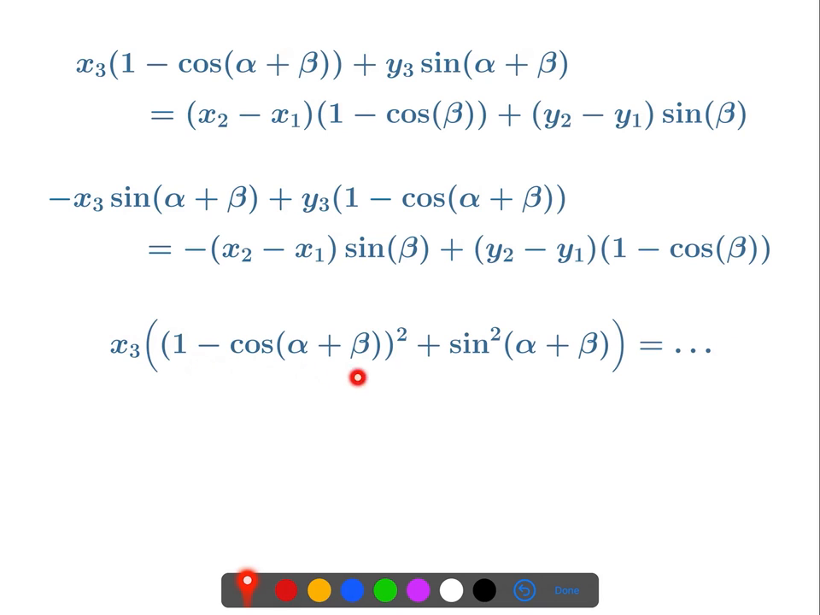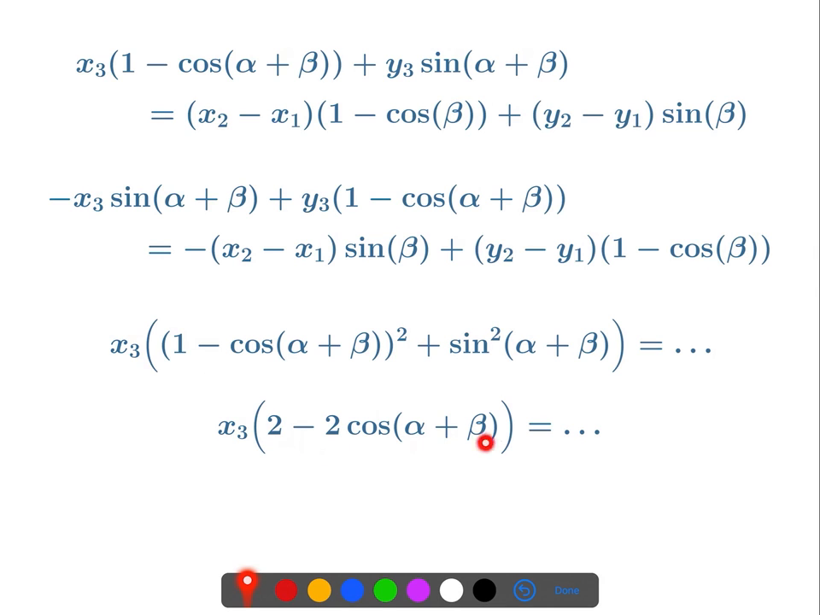Now we don't need to simplify this, but let's go ahead. I have a 1 here. When I square this, I'll have a cosine squared of alpha plus beta plus the sine squared, which will give me another 1. And then I'll have the middle term when I square this, which will be minus 2 cosine of alpha plus beta. So again, the 2 is coming from this 1 squared and also cosine squared plus sine squared. And the middle term here is giving me the minus 2 cosine of alpha plus beta.